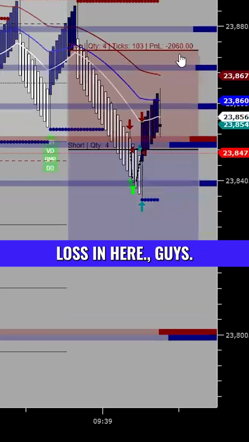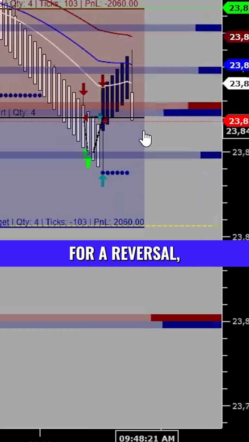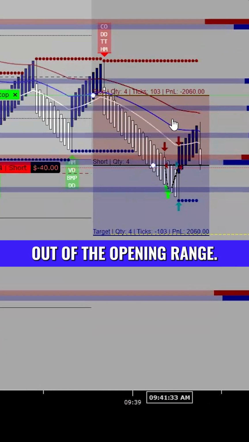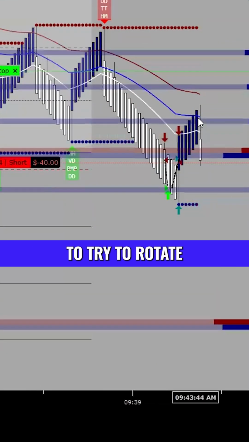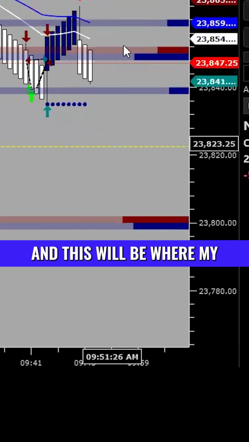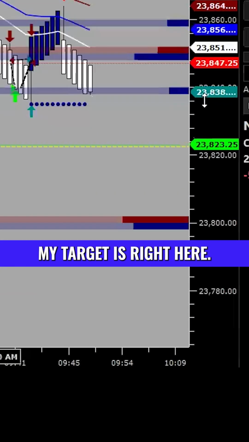So I'm going to put a stop loss in here, guys. If they rotate back down for a reversal, that's a very, very good sign because they're rotating out of the opening range. And that means that they're most likely going to try to rotate out of those strike prices and come back down to test the gamma flip. And this will be where my target is right here. I'm going to go to break even.